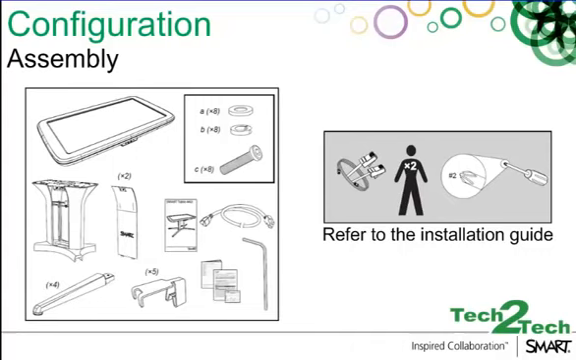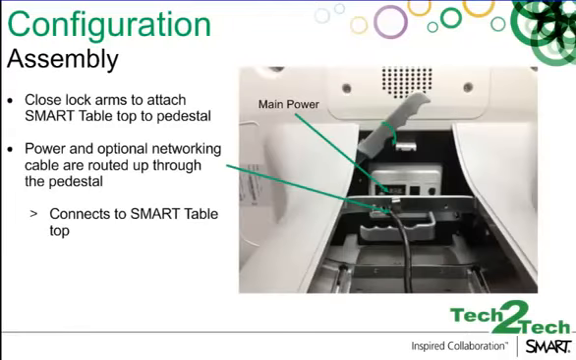This simple assembly's main focus is to attach the four legs to the pedestal and mount the tabletop. The pedestal attaches by connecting the four tabletop posts through the holes in the pedestal. Once they are mounted flush, the lock arms shown in the picture swing in and lock the table to the pedestal.